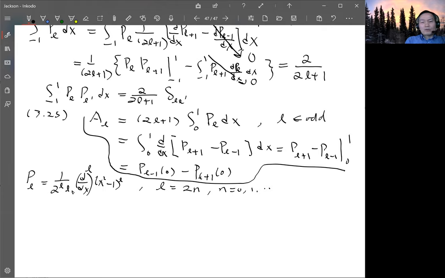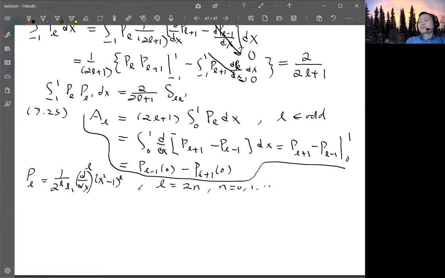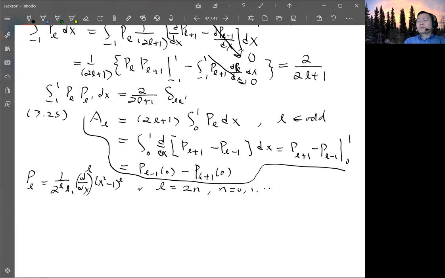So after you take the derivative, you get the constant, okay? And when you take the L derivatives of x to the L, you get L factorial out. Okay, so basically you get L factorial out.